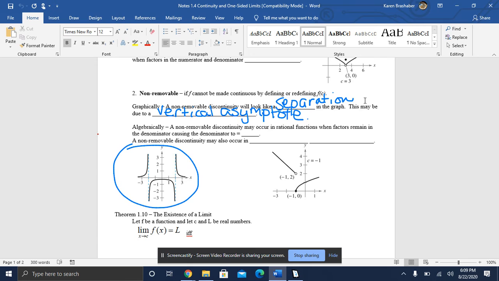Algebraically, you can have non-removable discontinuities in rational functions where after canceling, you still have factors that cause the denominator to equal 0. So once again, with those fraction functions, after you're finished factoring and canceling, if there are still expressions in the denominator that would cause the denominator to equal 0, then you have a non-removable discontinuity in that function. You can also have non-removable discontinuities in piecewise functions.